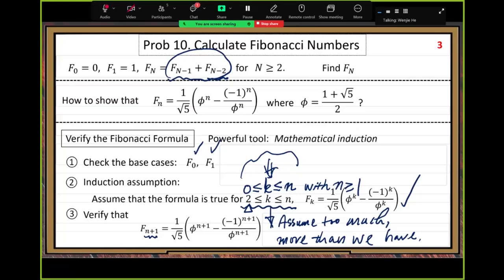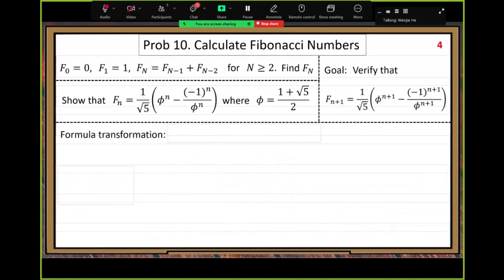All right. So that's the 3 steps of mathematical induction. Here you can see we only need to do step 3. Step 1 we already have. Step 2, induction assumption, just write a statement. That's all we need. Step 3, we need to do the mathematical work. Now let's do the work. Formula transformation.